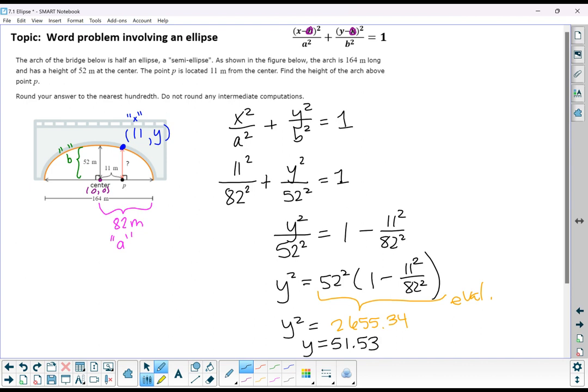51.53. Now, I would not assume these diagrams are to scale, but they can at least sort of help you decide if your answer is reasonable. We can see that this arch has a peak height of 52, and we're somewhat close to the center, and we just calculated a number that is a little bit below 52. So that sort of makes sense, in terms of that this arch is slowly going down. So you can kind of check your answer for reasonableness.